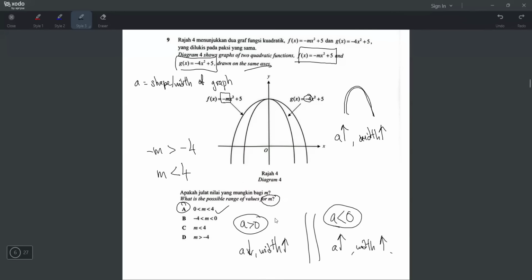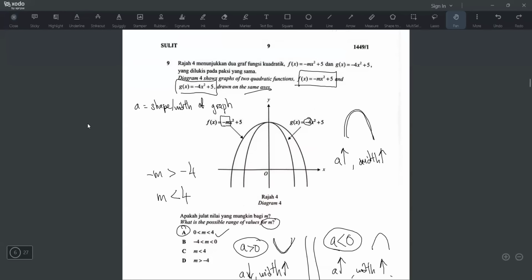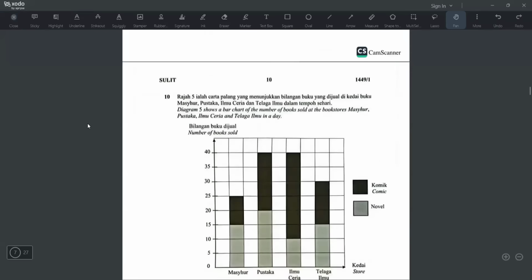If A is bigger than 0, the curve is like a smiley face, right? This one is like a sad face. So if it's a happy face, A smaller, width wider. But if A is lesser than 0, A negative, you get a sad face. That one is A bigger, the curve wider. So this is how you remember it. Hope you understand. Let's continue.